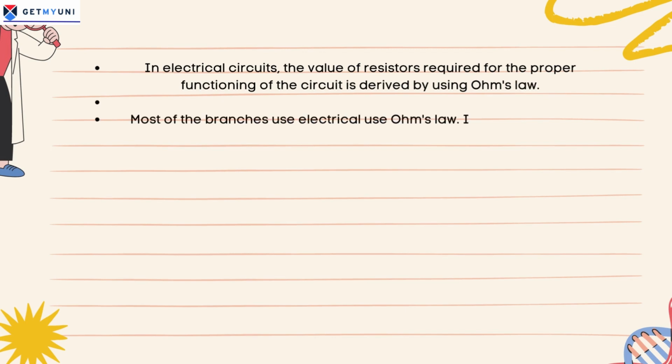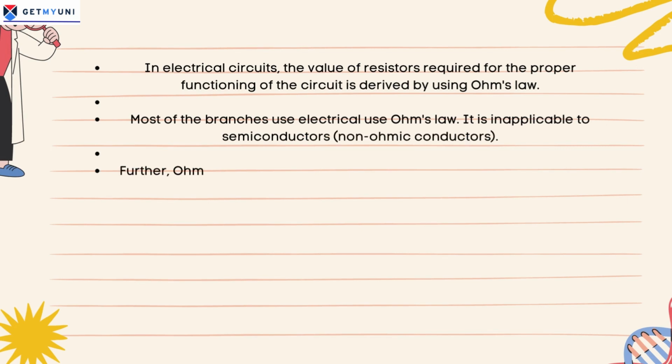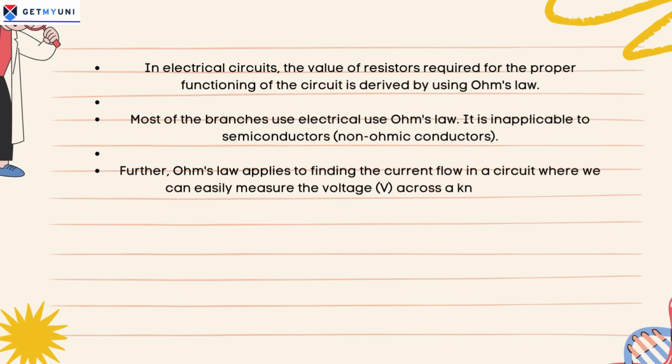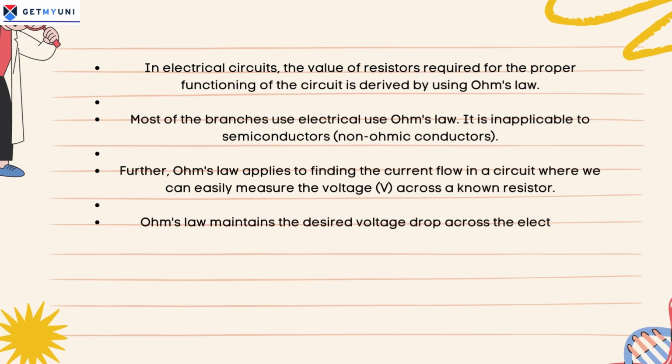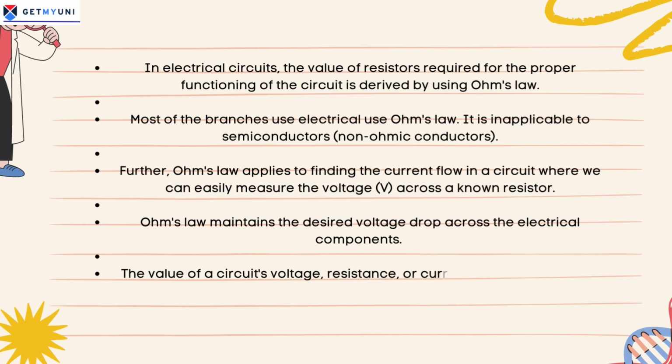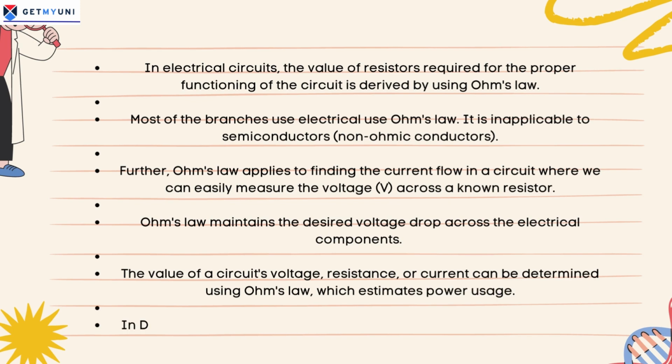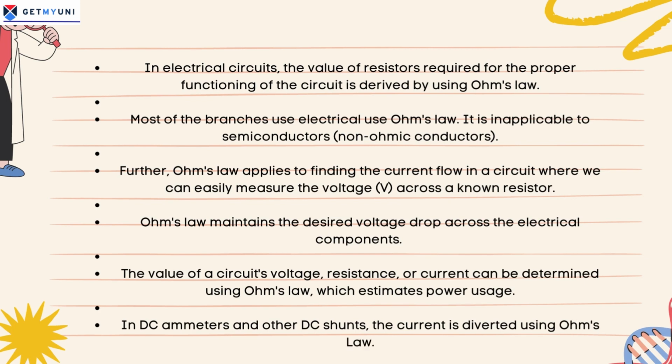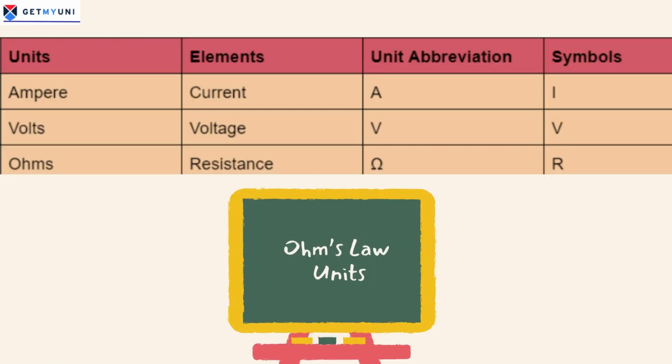Further, Ohm's law applies to finding the current flow in a circuit where we can easily measure the voltage, V, across a known resistor. Ohm's law maintains the desired voltage drop across the electrical components. The value of a circuit's voltage, resistance, or current can be determined using Ohm's law, which estimates power usage. And in DC ammeters and other DC shunts, the current is diverted using Ohm's law. Here are Ohm's law units that are used to derive the results.